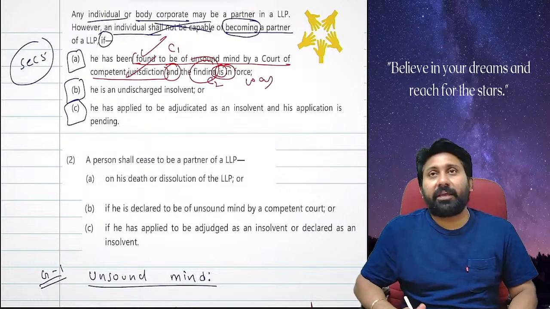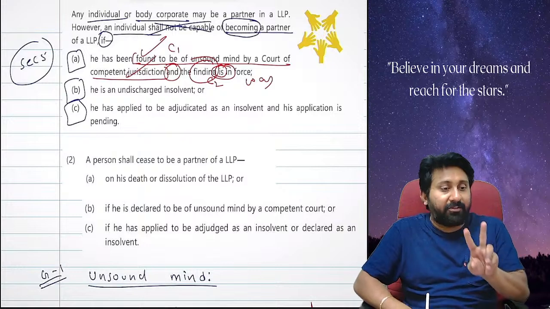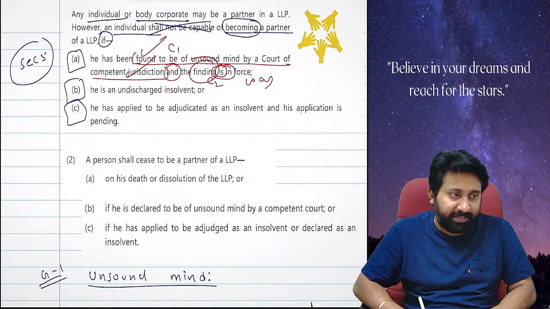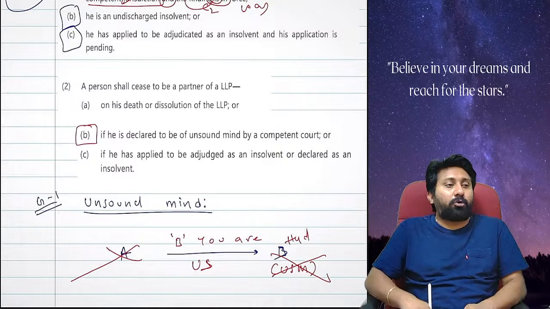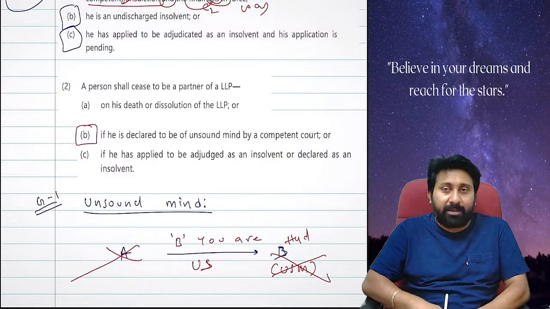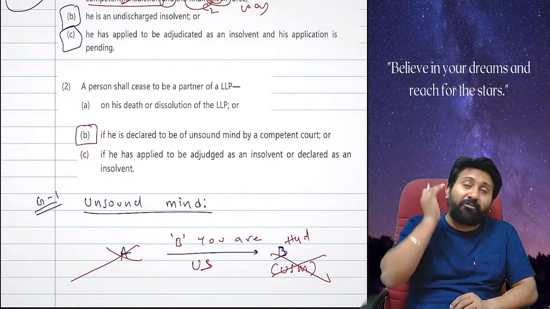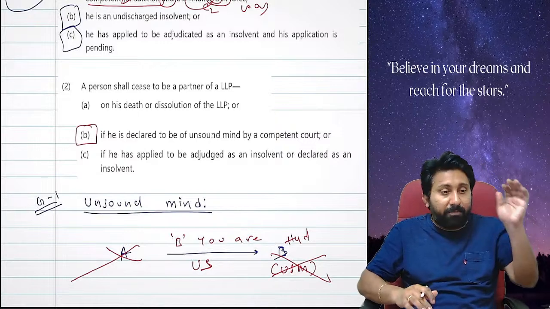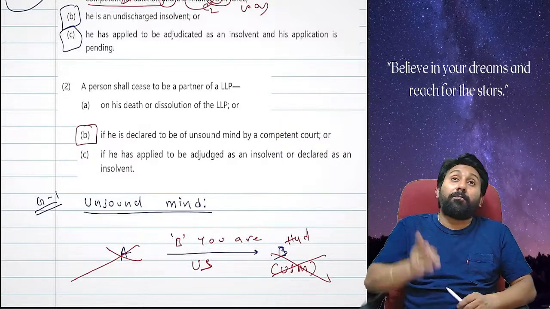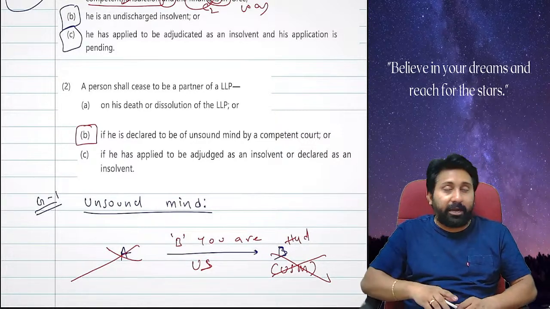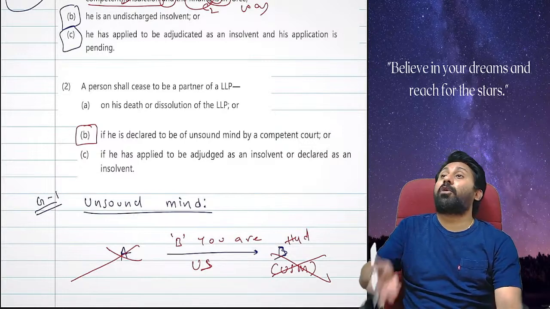So, first thing, he is found to be of unsound mind by a court of competent jurisdiction and the finding is in force. Two conditions must be satisfied. Next, if you observe, point B of subsection 2 of section 24 also talks about the same. Means, if you are unsound before appointment, in that case, you can't become a partner. If you became unsound after getting appointed, in such case, the question of you can't become a partner does not arise because you already became a partner.